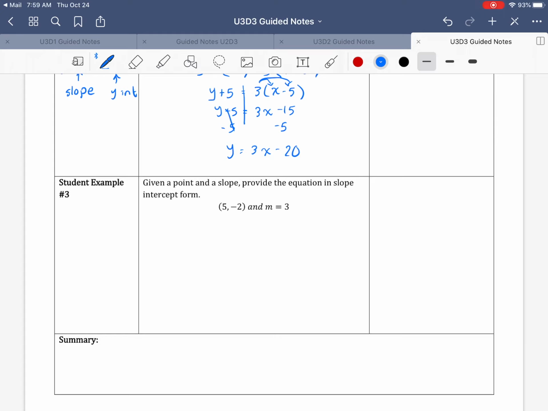The last student example, give it a try on your own, please. And then write one sentence that describes the main ideas and one question that you have.